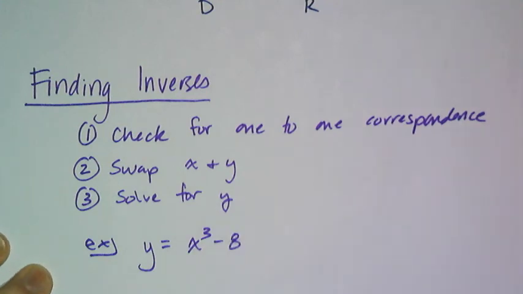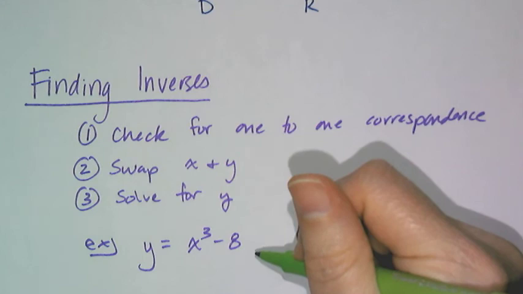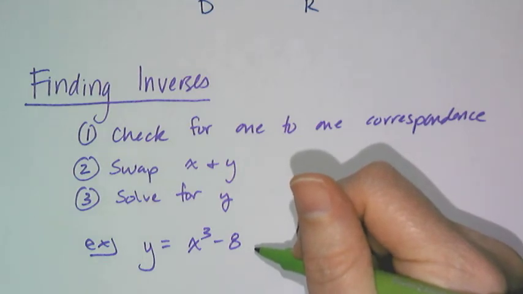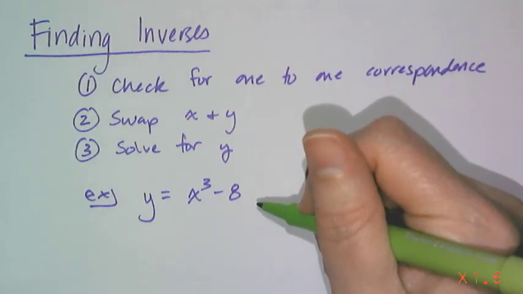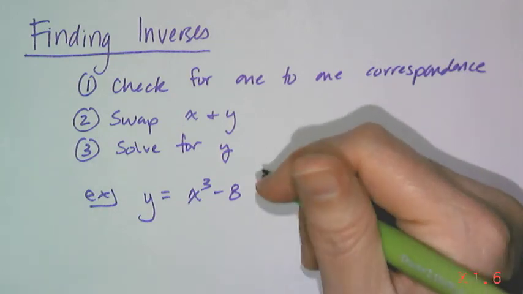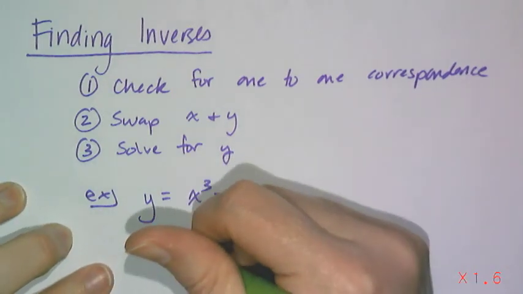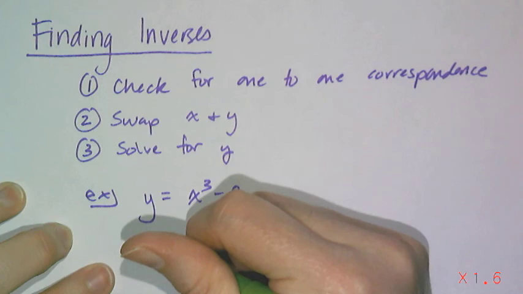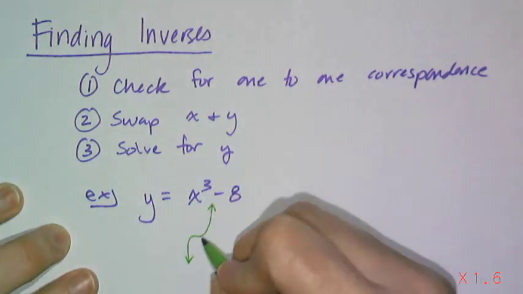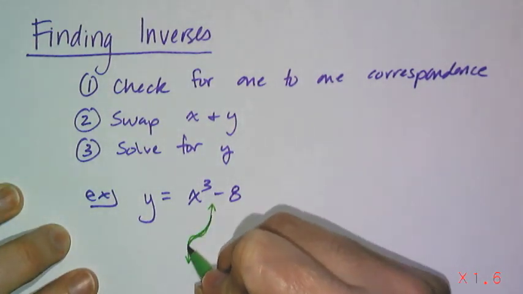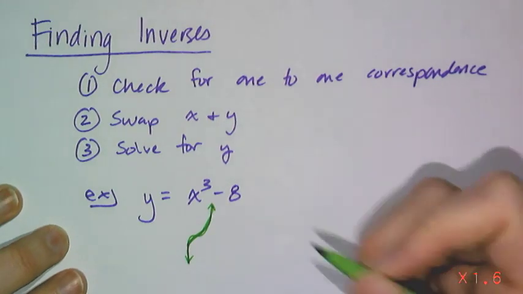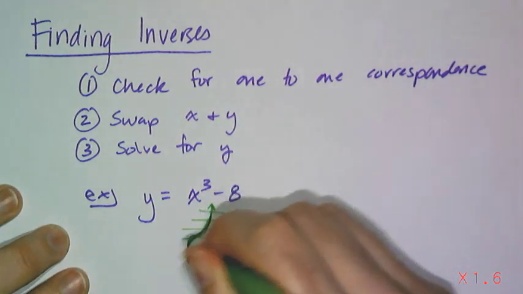So let's just look at this example of y equals x cubed minus 8. Now x cubed minus 8 is not quadratic, it's a cubic. It's basically the cubic parent function shifted down 8. And if you remember what the cubic parent function looks like, it looks like this, though that's actually a little smoother right there. And it does pass the horizontal line test.